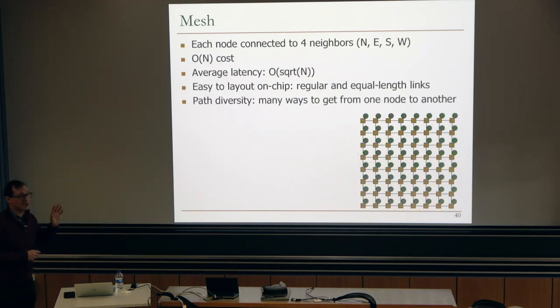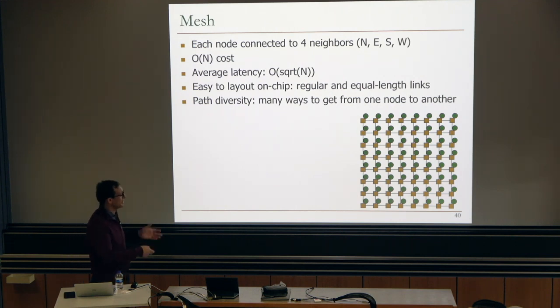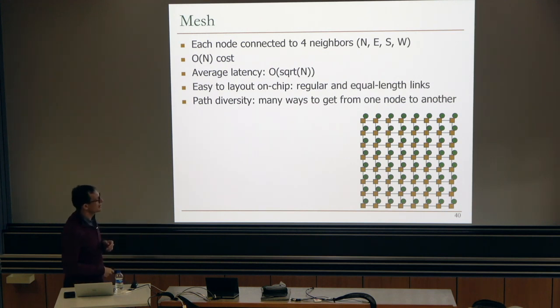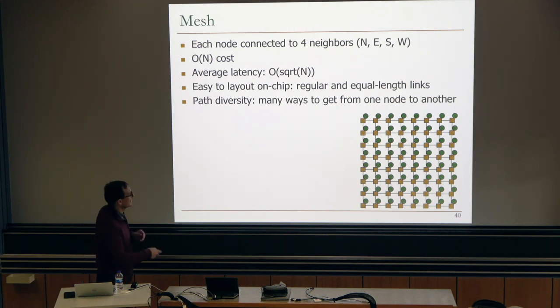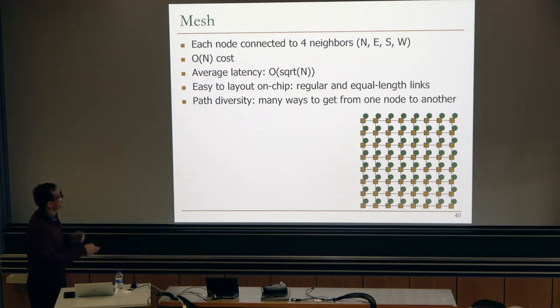Okay, so we're back to the mesh basically. I've kind of defined it before, but mesh is what it looks like. It's a two-dimensional mesh over here. Each node is connected to 4 neighbors, north, east, south, west. Each node has a router associated with it, except for the edge nodes over here. Edge nodes don't have neighbors on at least one side, and these corner nodes don't have neighbors on 2 sides, right? Here the cost is O(N). Again, average latency is square root of N, as you can see.